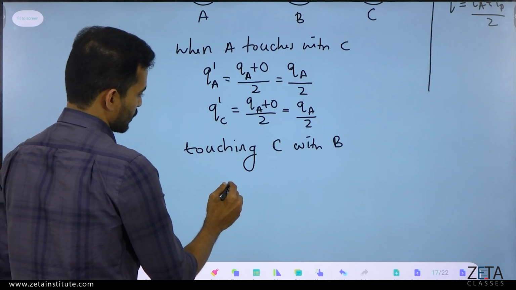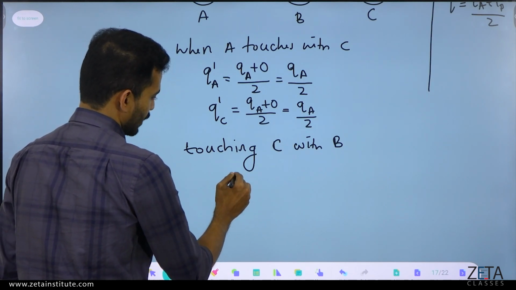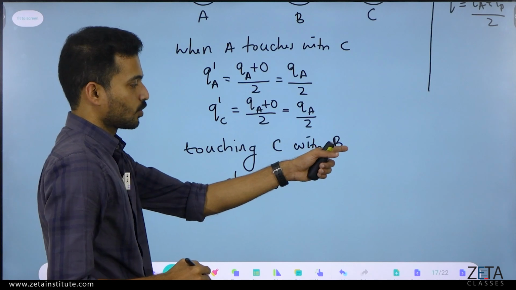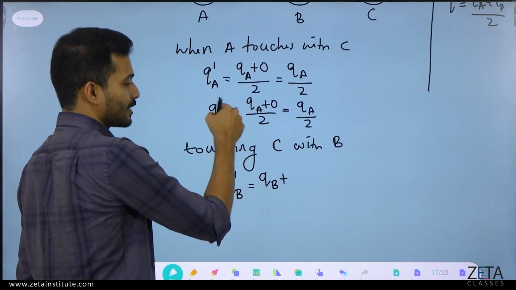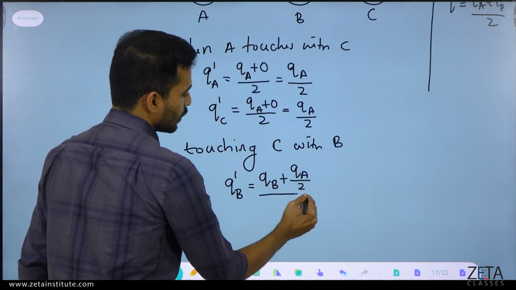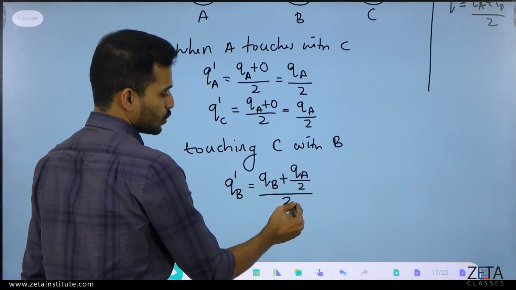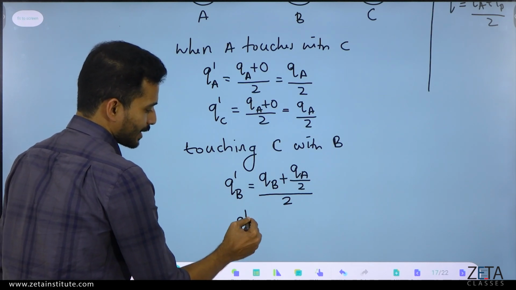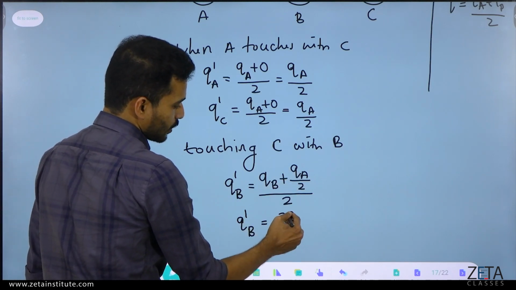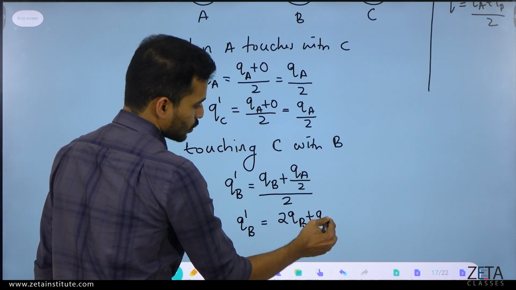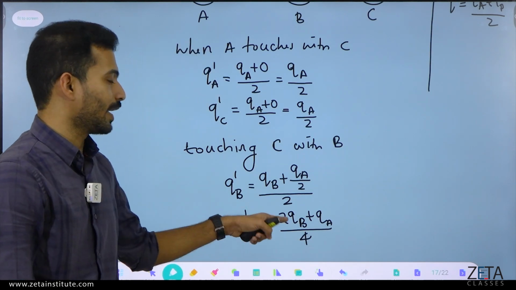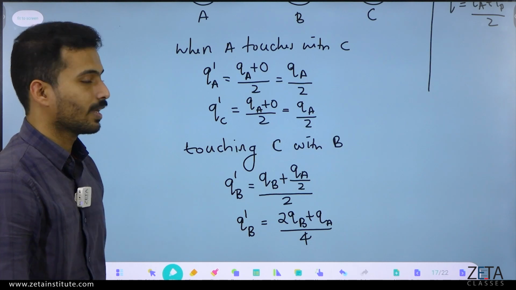So what is the charge on the second body? QB dash is equal to QB, the charge on B, plus the charge on C after touching, which is QA by 2, divided by 2. So QB dash, the charge on body 2, is equal to 2QB plus QA by 2, it will become 4. So that is 2QB plus QA divided by 4. That is the charge on the second body.